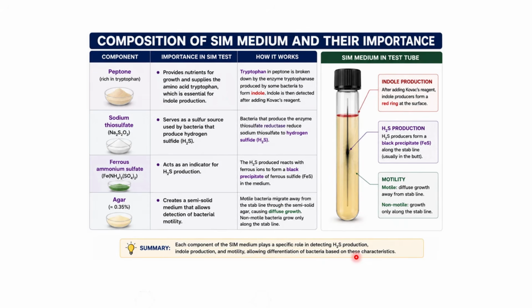So in summary, each component of the SIM medium plays a specific role in detecting hydrogen sulfide production, indole production, and motility to allow differentiation of bacteria based on these three characteristics.